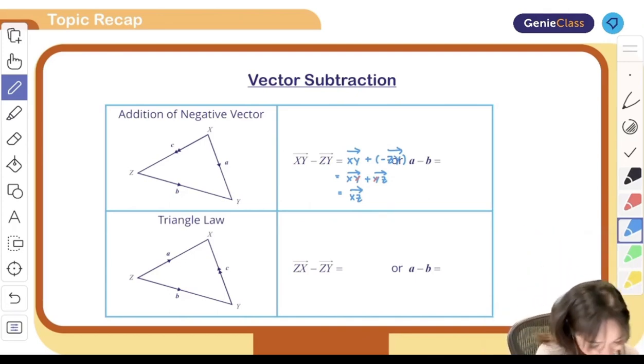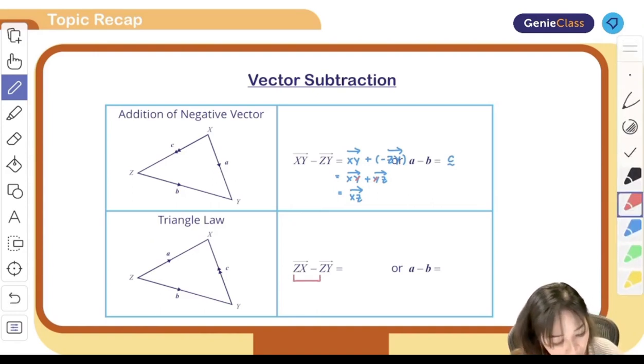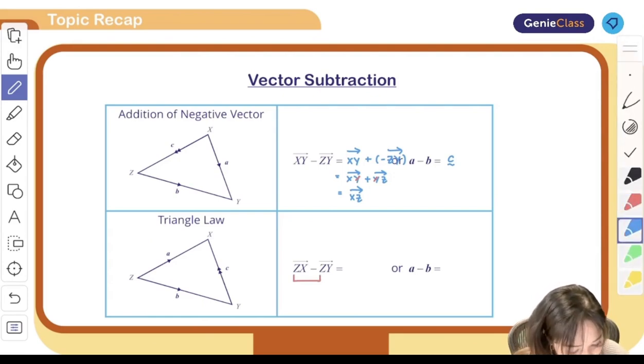Then we can also write it as vector A minus vector B, which will give us vector C, in the diagram. Then ZX minus ZY, if we're using triangle law, then we need to make sure that the starting letters are the same, and we will end up with resultant vector YX. So always the back one first. And vector A minus vector B gives us, again, vector C.